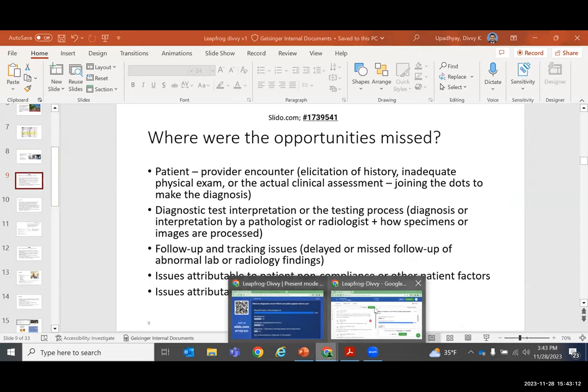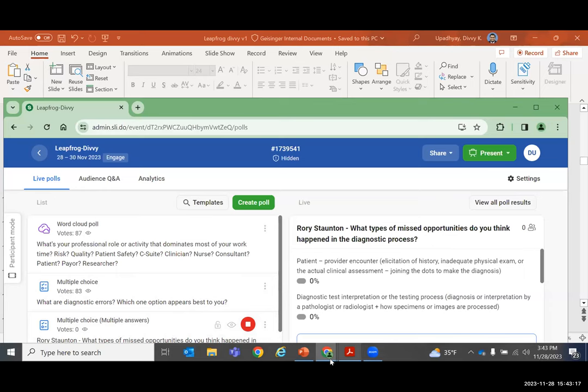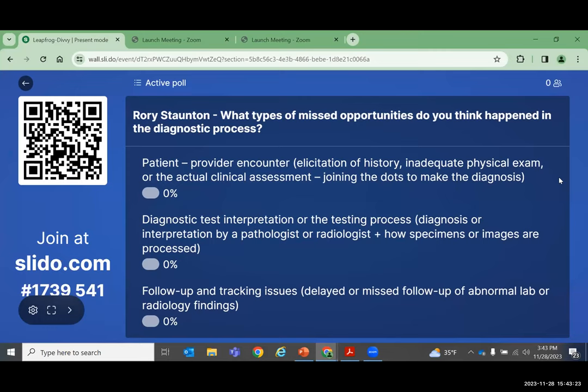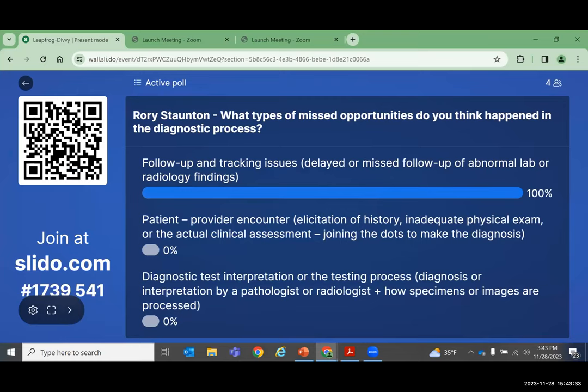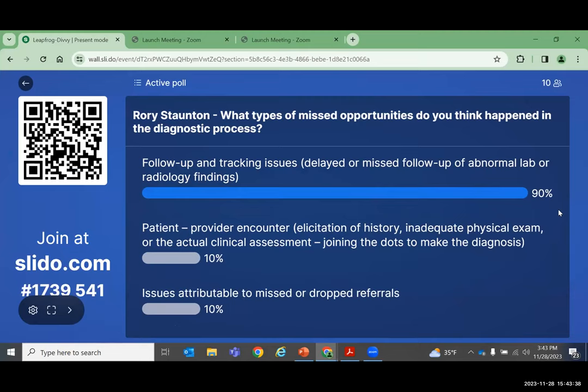Let me just activate that poll and bring that screen up. So do you think this was a missed opportunity? You can choose multiple options here. Do you think this had something to do with the patient-provider encounter, where they elicit history? They might have done an inadequate physical exam, or not joined the dots and made the actual act of the diagnosis by considering differential diagnosis and whatnot?